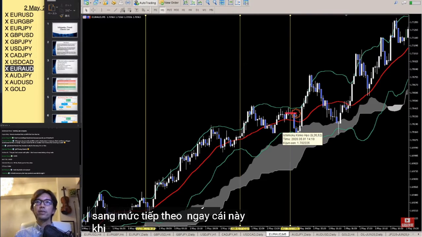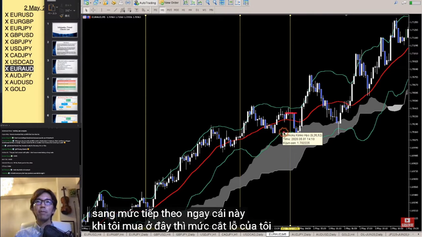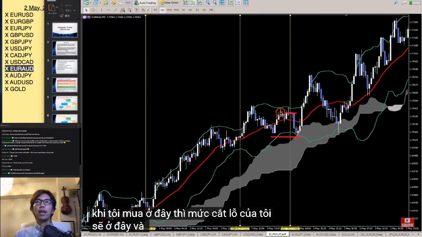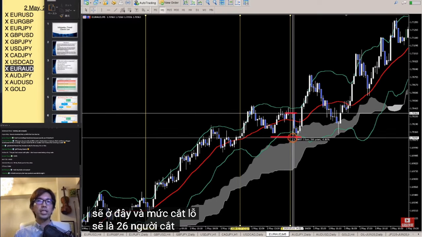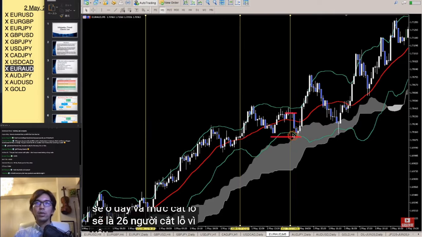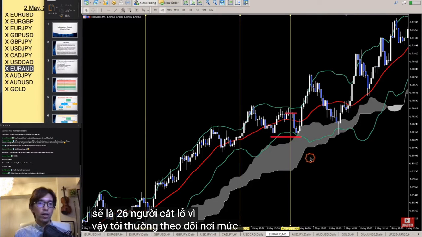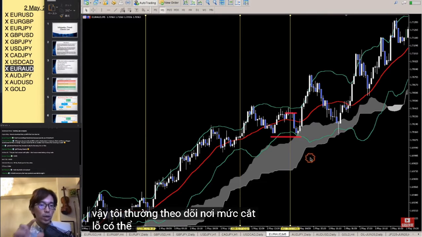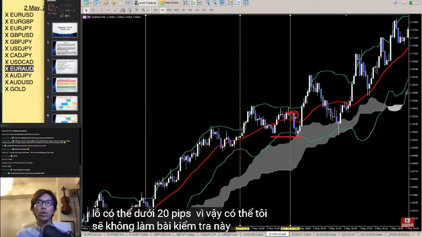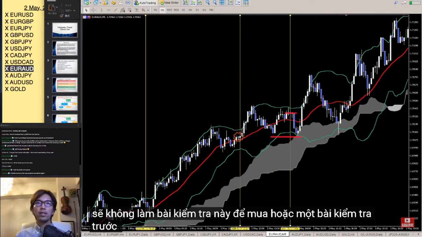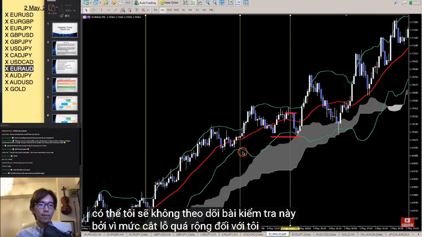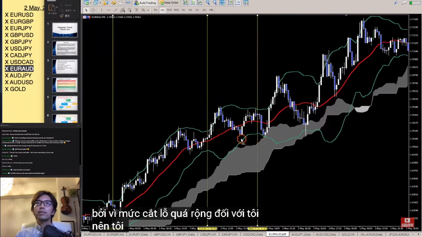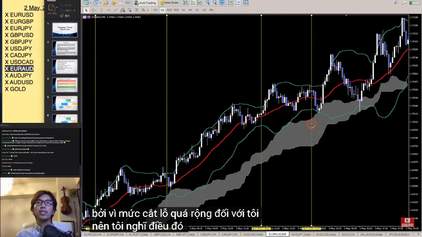Right, this one, when I take a buy here, then my stop loss is going to be here, and the stop loss is going to be 26 pips of stop loss. So yeah, I usually take trades where the stop loss can be less than 20 pips. So maybe I won't take this squeeze to take a buy, or the one before. Maybe I won't take trades on this one because the stop loss is too wide for me. So yeah, I think that's about it, right?